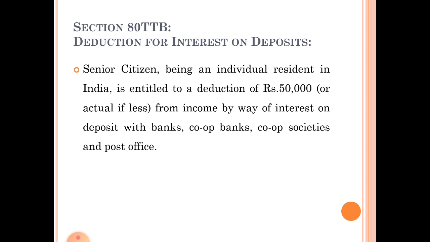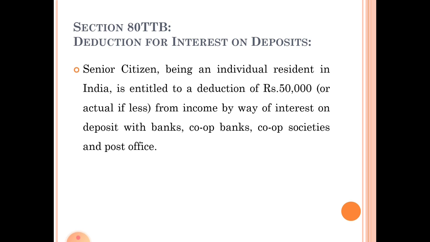Next section is 80TTB, deduction for interest on deposit. Section 80TTA is also relating to interest on deposit, but this section 80TTB is relating to senior citizen savings bank account. A senior citizen being an individual resident in India is entitled to a deduction of rupees 50,000 or the actual amount, whichever is less.